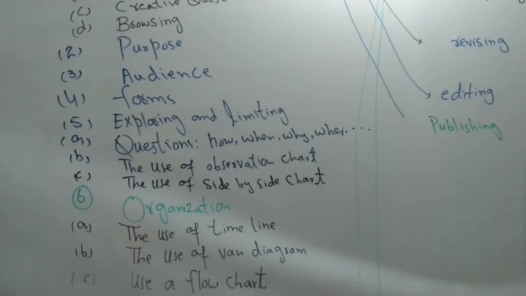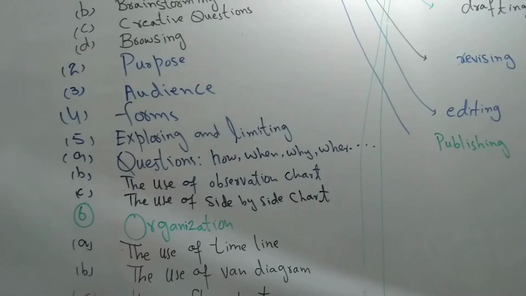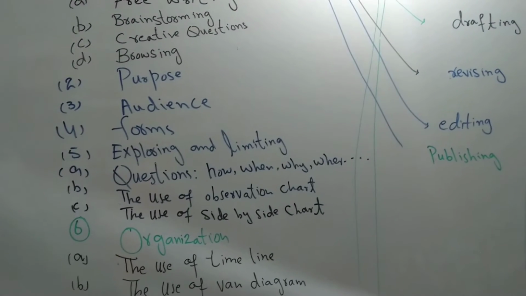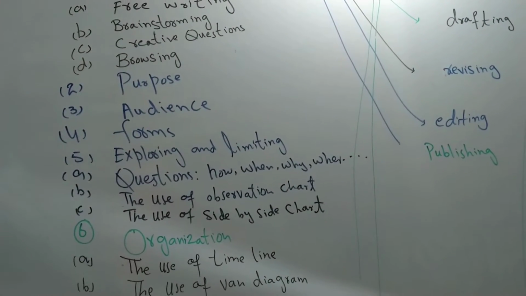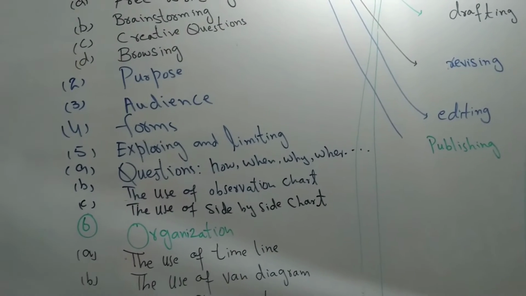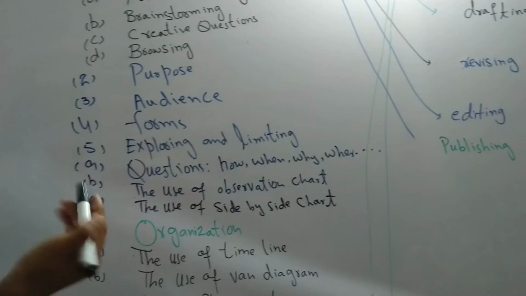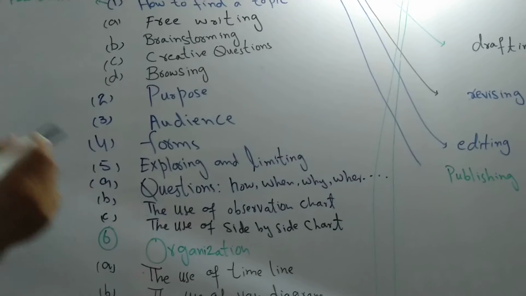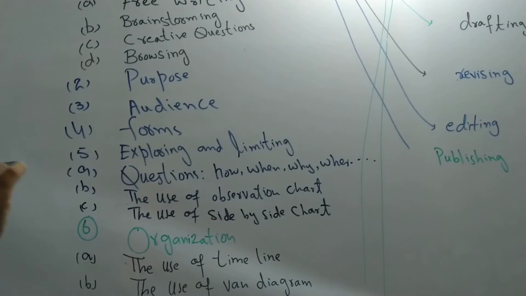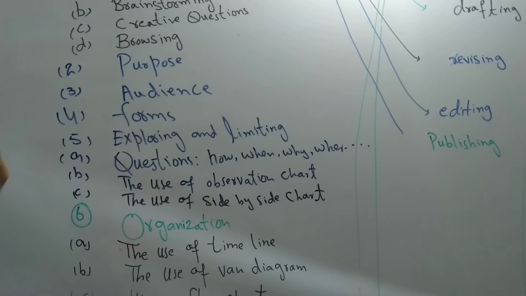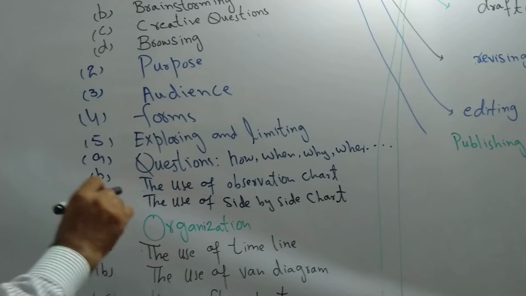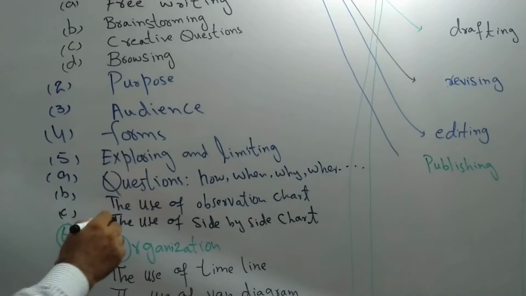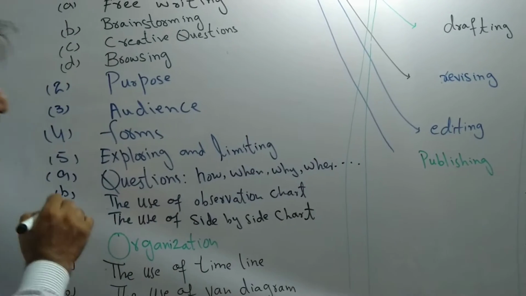There may be observation charts. Suppose you are writing about birds, so there may be a sensory report: hearing, listening, whatever comes, eyesight, flying. If you are writing about a torrent, there may be a sensory chart. Then the use of a side-by-side chart, where comparison and contrast may be there. These things are helpful in your research work.